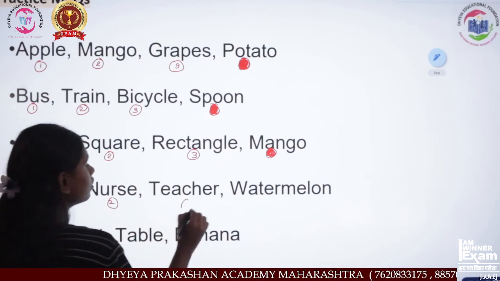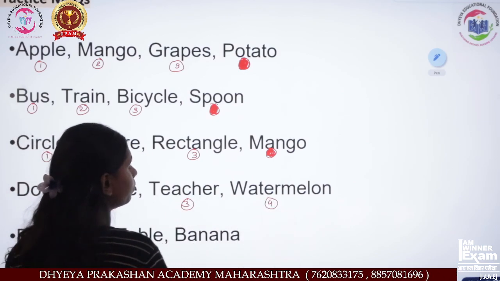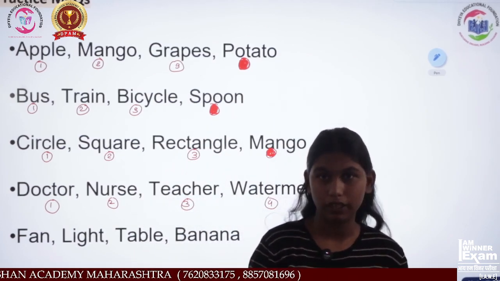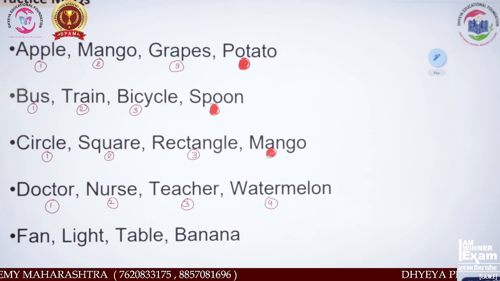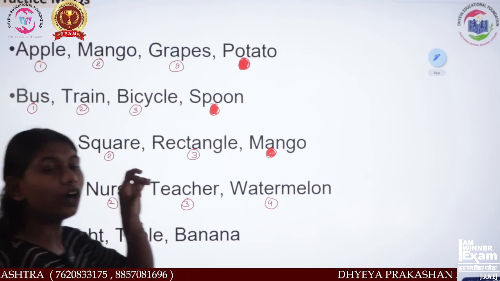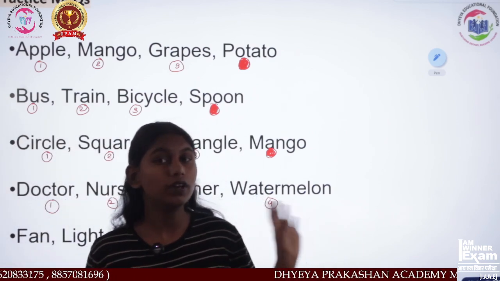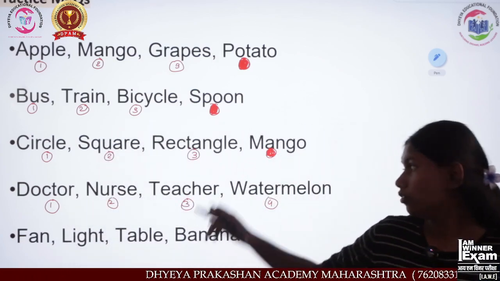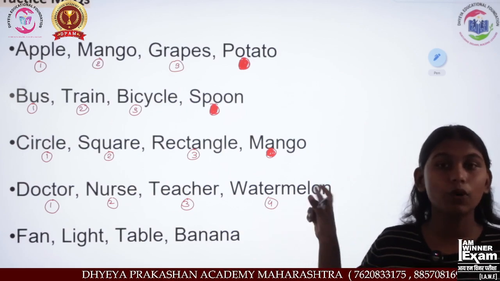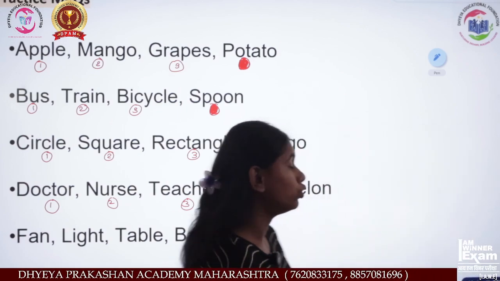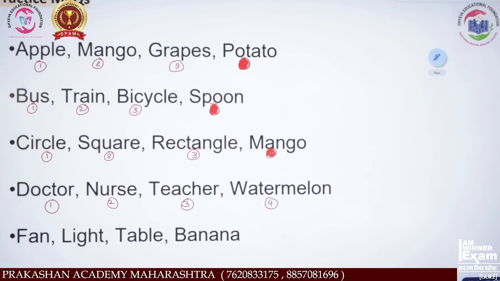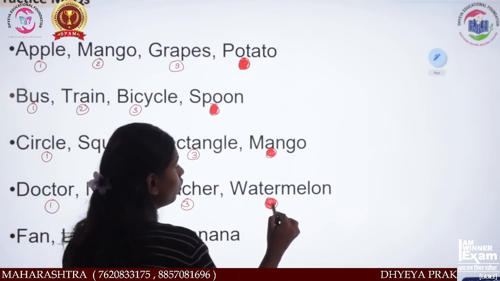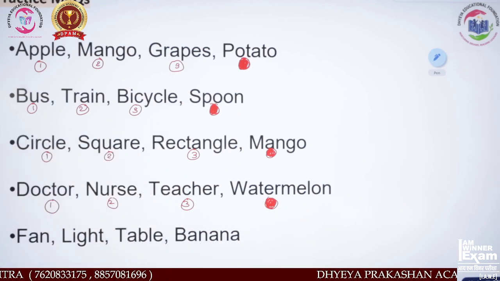The next, doctor, nurse, teacher, watermelon. Now here, doctor, nurse and teacher are the occupations where people work, okay? Where people work and serve to the society. But watermelon is a fruit. So which is the different here? That is the fourth one. That is the watermelon. Okay.